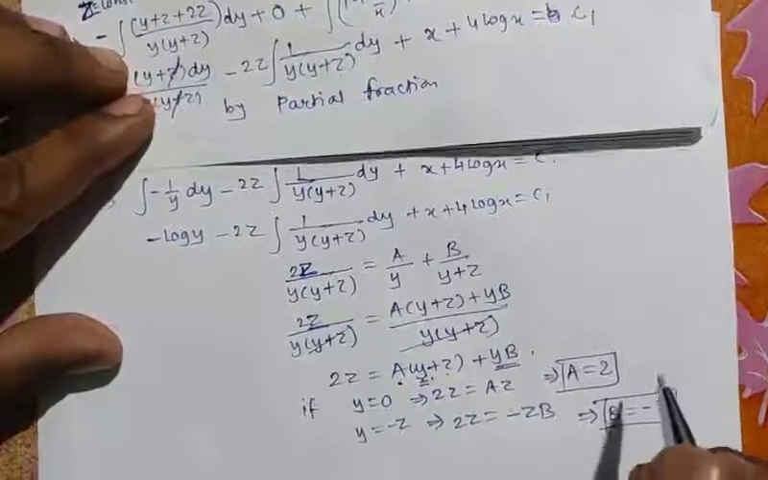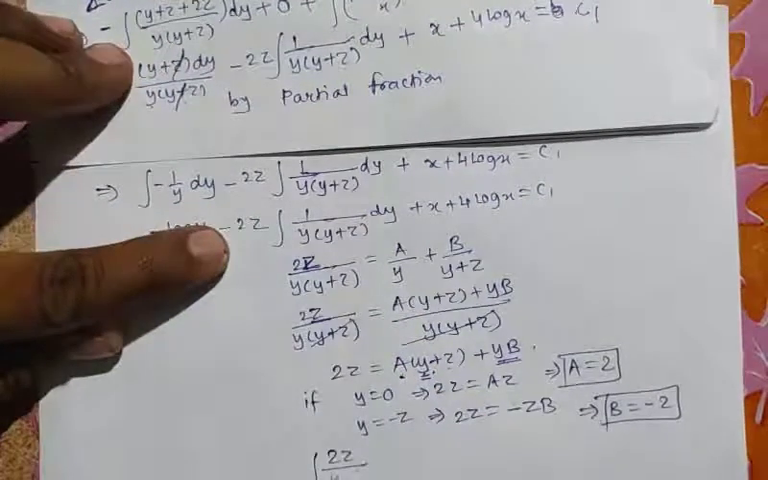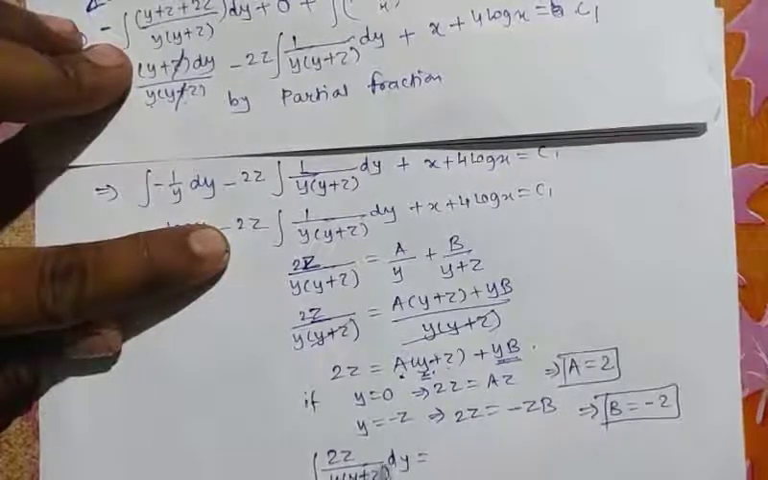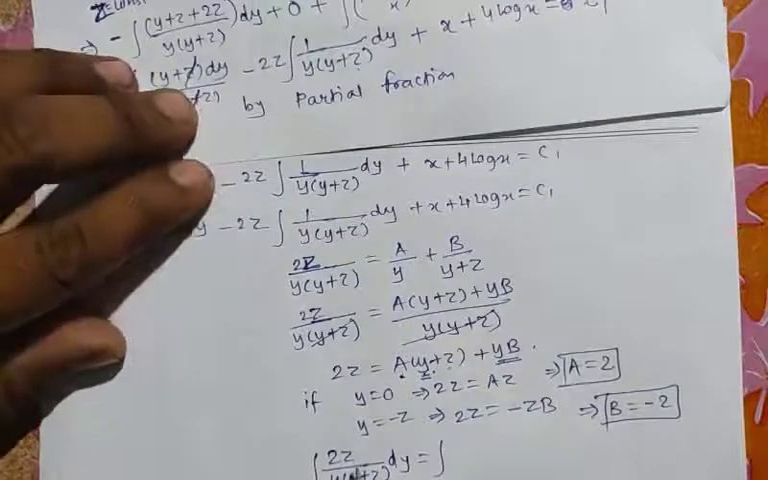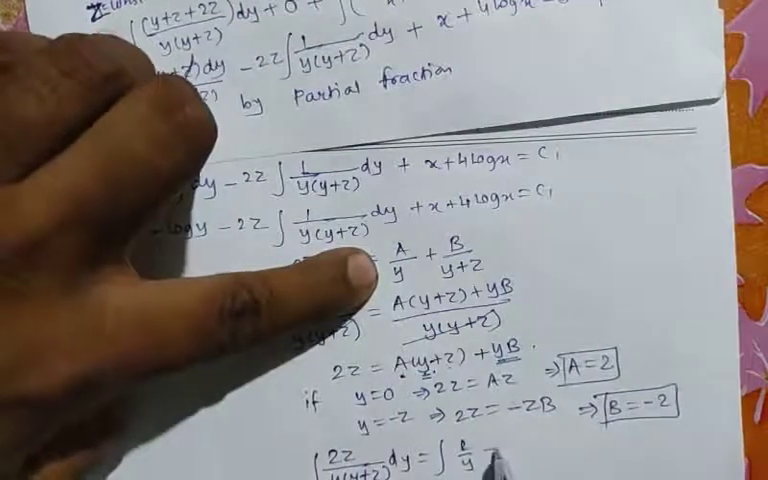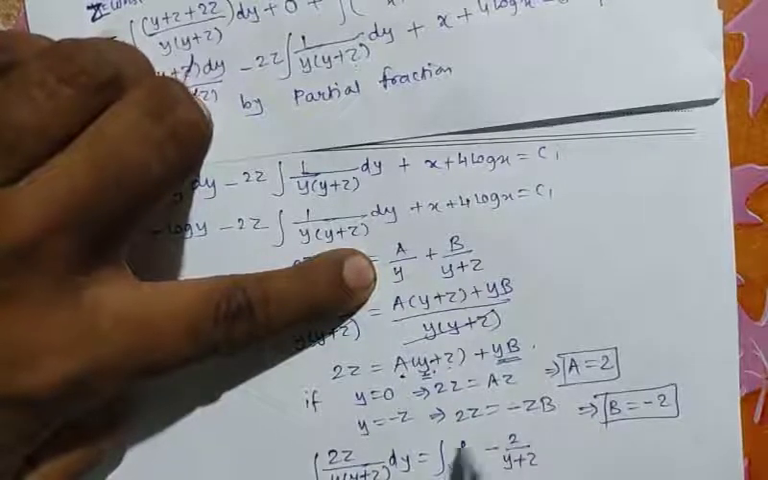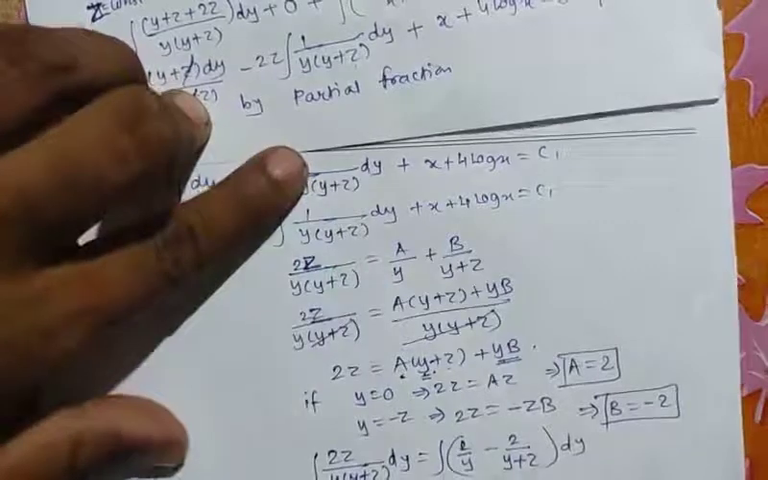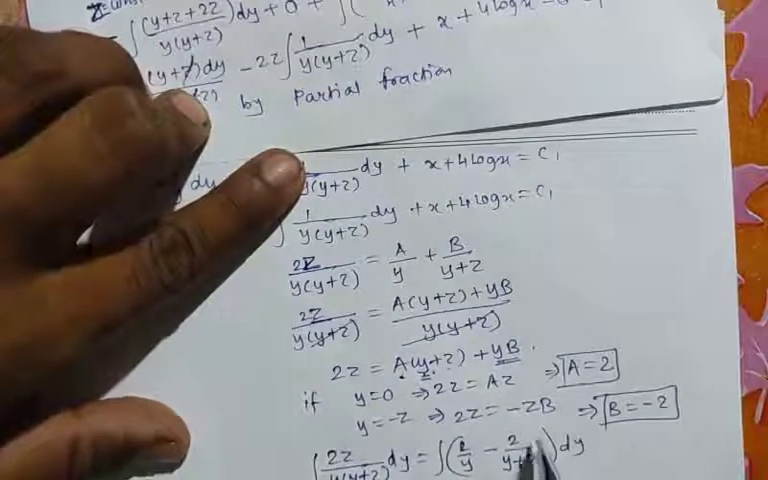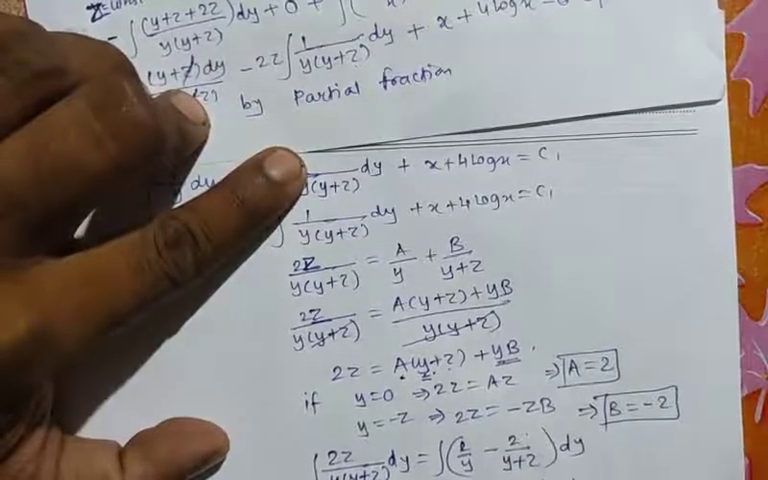Okay. Therefore find out the integration. So integration of twice z upon y into y plus z dy is equal to the integration of A, which is 2 upon y, plus B, which is minus 2 upon y plus z, into dy. So after integrating we get twice log y minus twice, the derivative of this is 1 here, so 2 times log of y plus z.